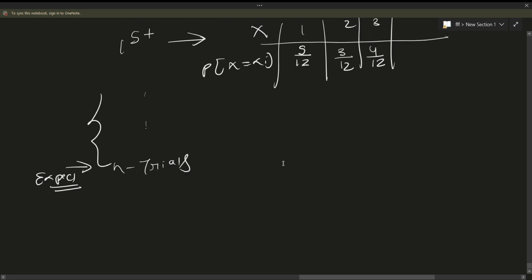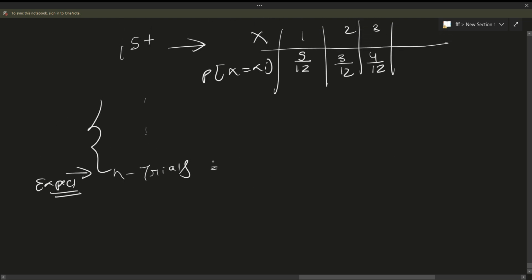So for n, it will be n. One is losing, right? One is losing plus 2 plus 3, right? So -1 probability is 5/12 and the value is -1.